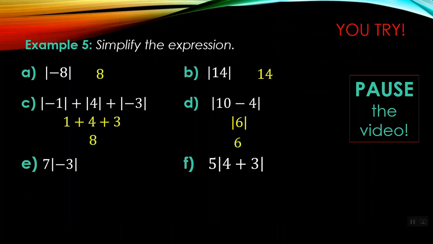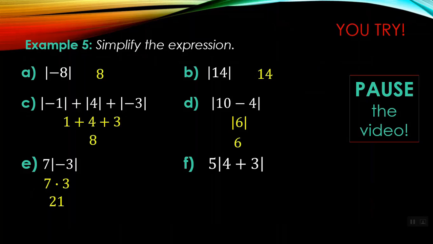E, we've got 7 times the absolute value of -3, so the first thing we need to do is take the absolute value of -3, which is equal to 3. So I'm going to write it as 7 times 3, and then I do that computation and get 21. Now, you could probably have done that all in your head, but it's important to communicate what's going on in your head and show those steps so that we can see what your thinking process is.